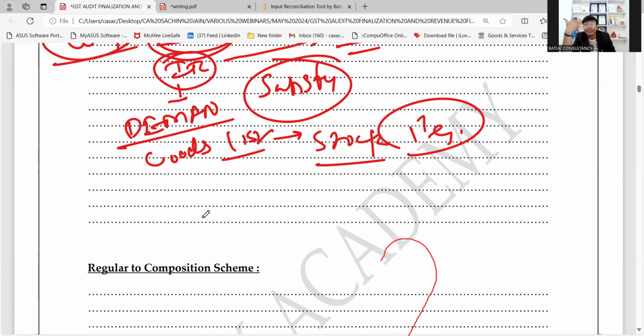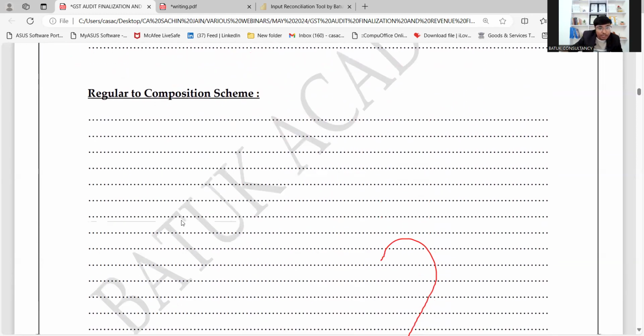Whether they have transferred any wrong ITC here. Also we need to check that the same tallies with the stock register. Now take the next scenario.